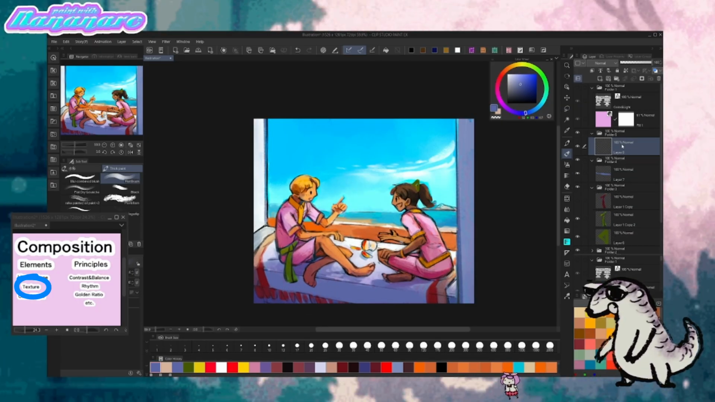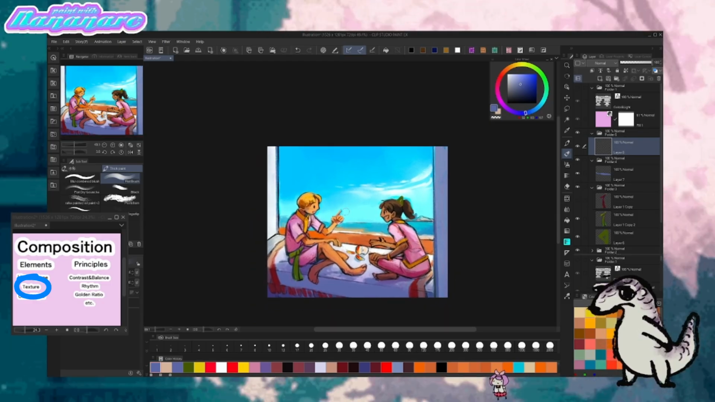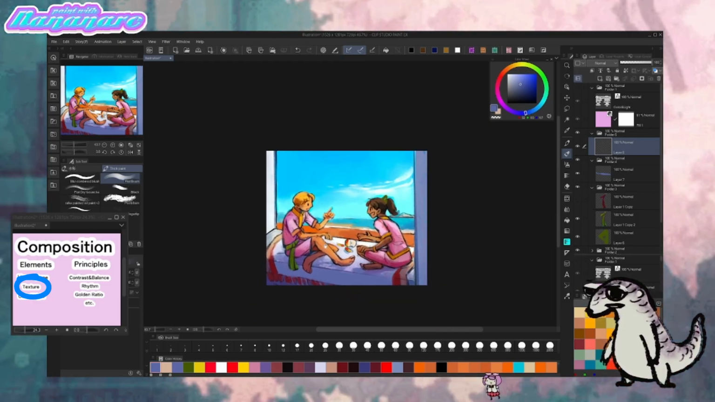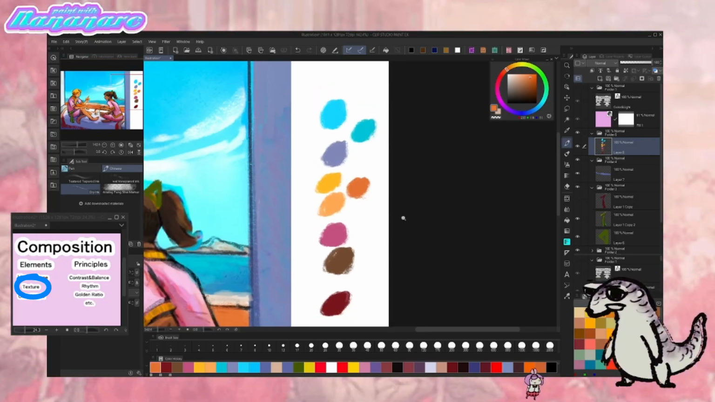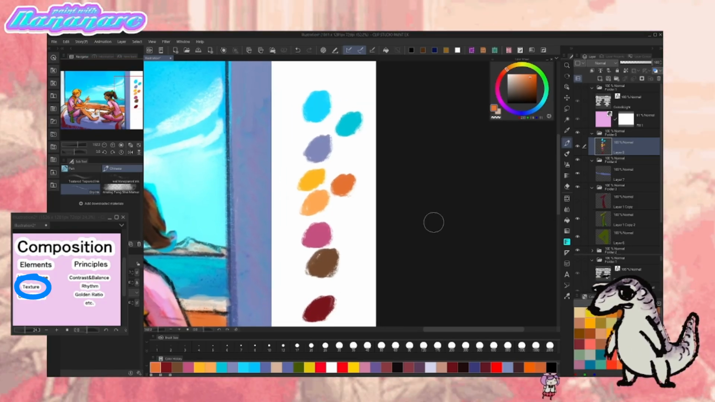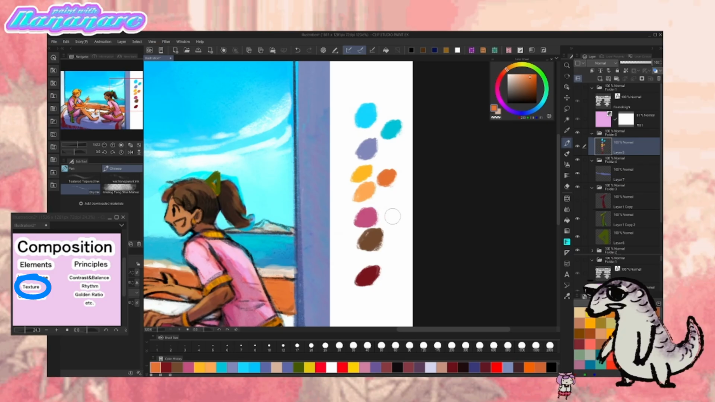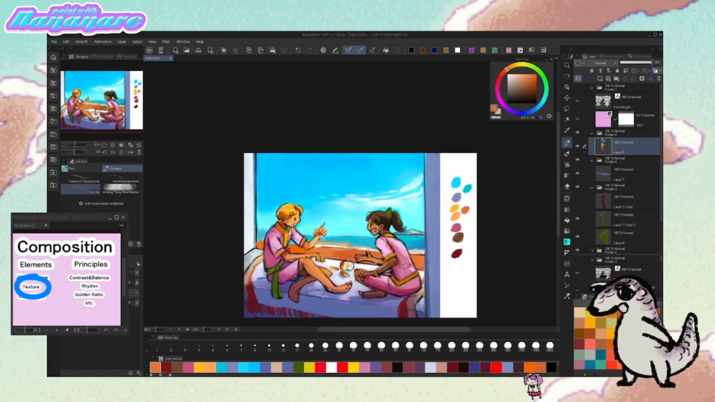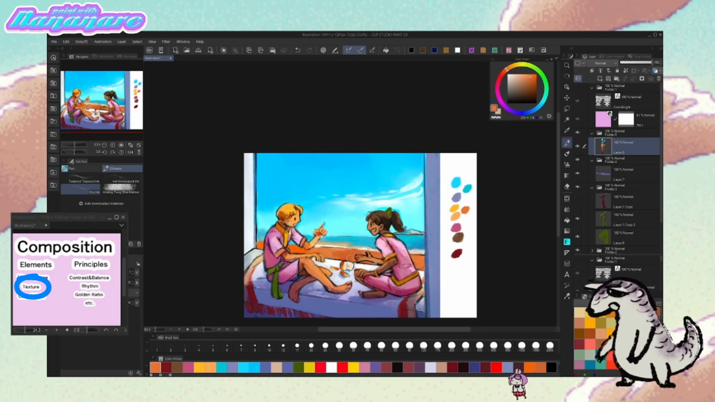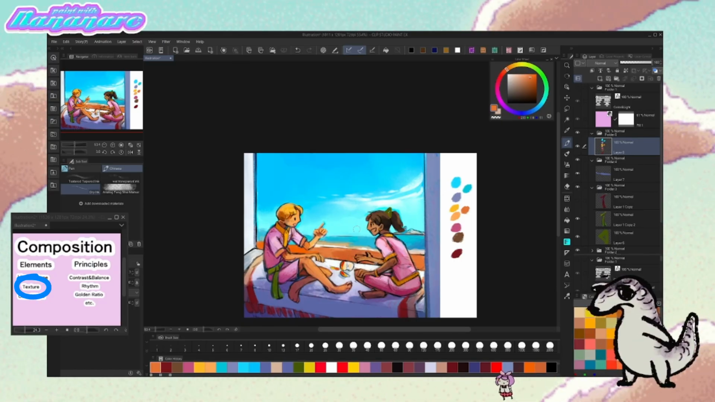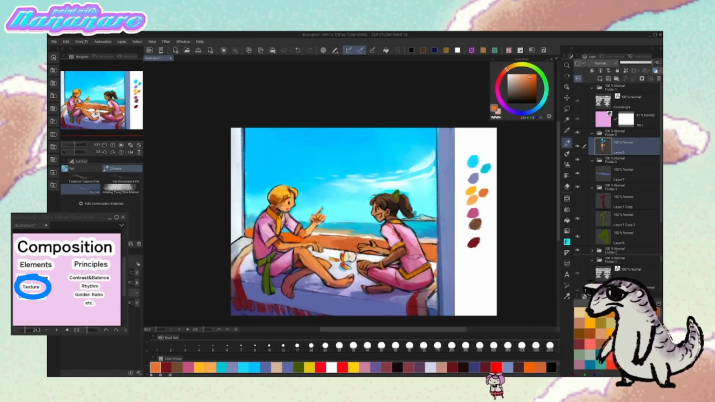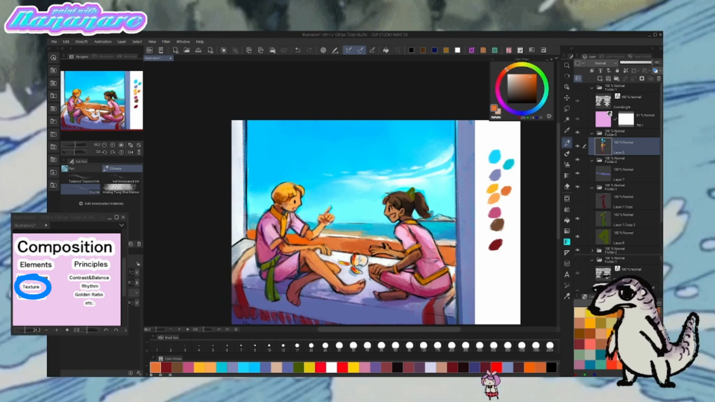Next, we're going to move on to the color and light element, and shapes and form here. I think this is a really cute looking, really pastel-y, really vibrant color palette. You're asking me how to improve on your color palette, and there are some ways we can do that.